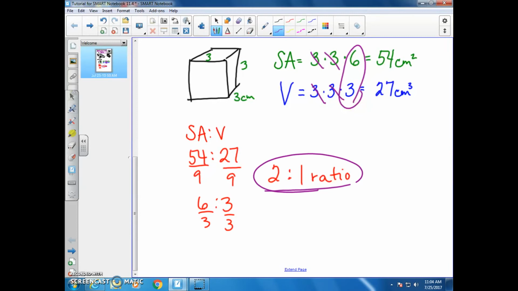So again, we mostly use cubes in biology because they kind of represent the plant cell. You could see them done with circles and using that formula, but just for the basic surface area to volume, we generally use the cube.